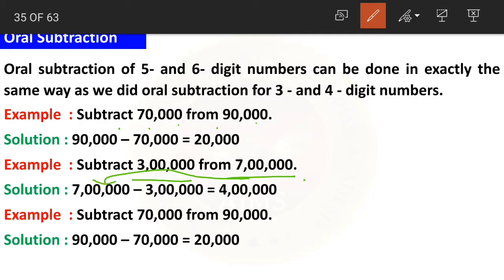Again 7 lakh the bigger number written first, 3 lakhs the smaller number is written second. Now 7 lakh minus 3 lakhs is equals to, see we are having 5 zeros in both the numbers, right? So we wrote the 5 zeros here as it is. Now the non-zero numbers are what? 7 and 3. 7 minus 3 is equals to 4. So 7 lakhs minus 3 lakhs is equals to 4 lakhs.